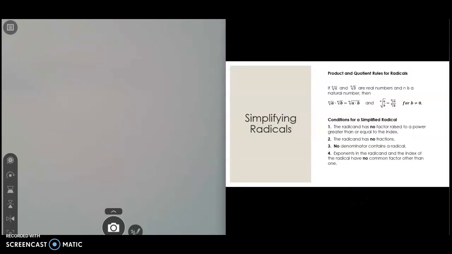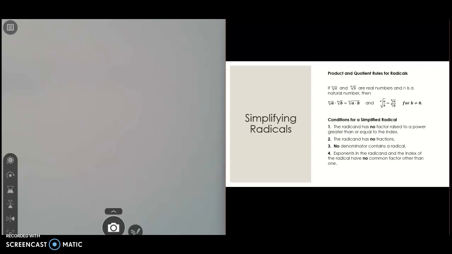So let's talk about simplifying radicals. The product rule: if you have things that are multiplied together and they have the same root, you can multiply them underneath the root. So the nth root of a times the nth root of b would be the nth root of a times b. And with division, the nth root of a over b would be the nth root of a over the nth root of b. We've done this before, but we're officially doing it now.